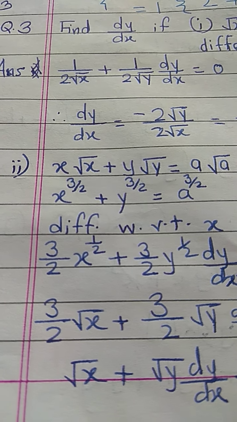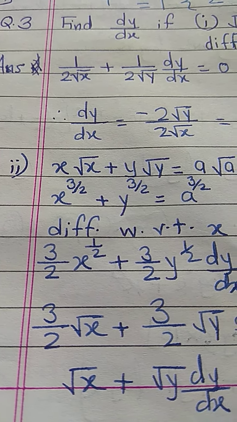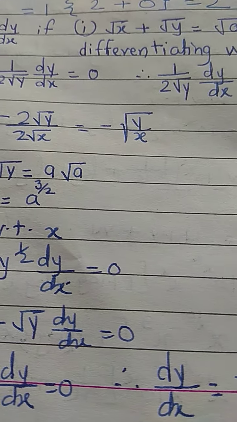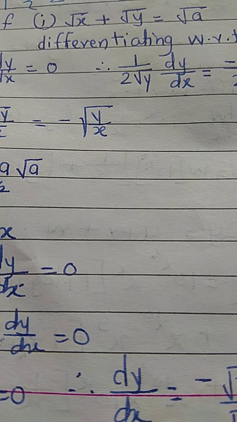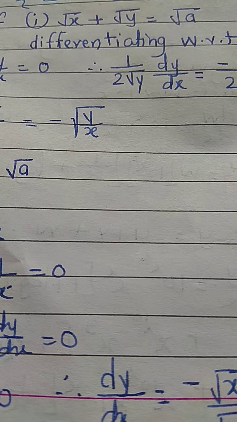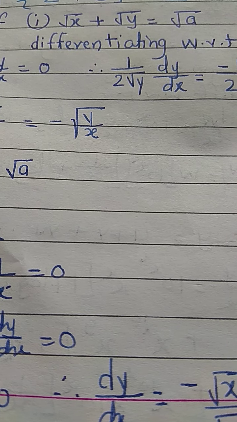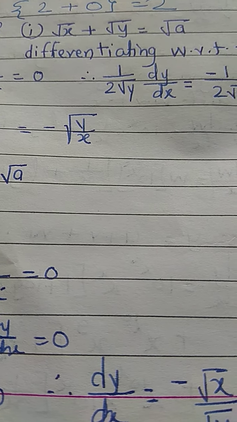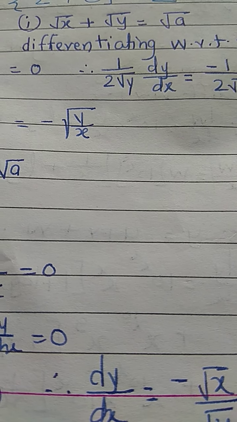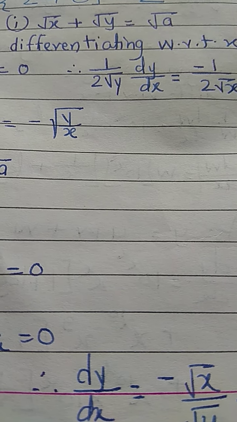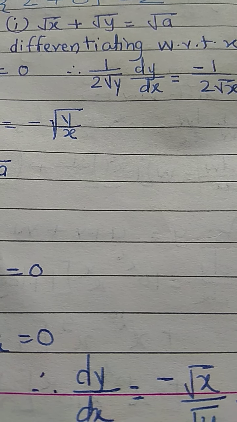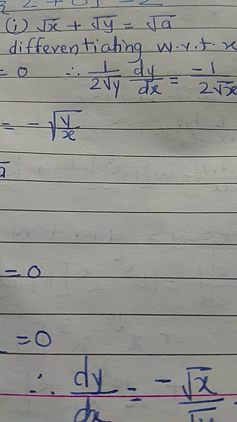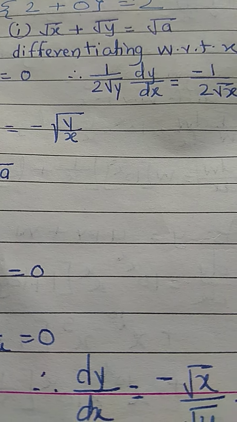Exercise 1.3, question number 3. Find dy by dx if (1) root x plus root y equals root a. This is of the form implicit function. An implicit function is a function in which we cannot have y solely in the form of x, and we cannot have x solely in the form of y.